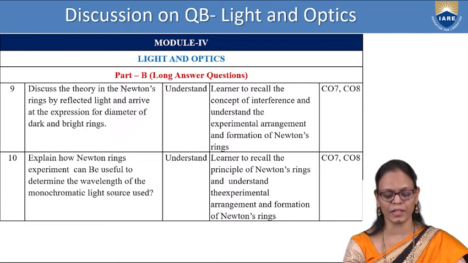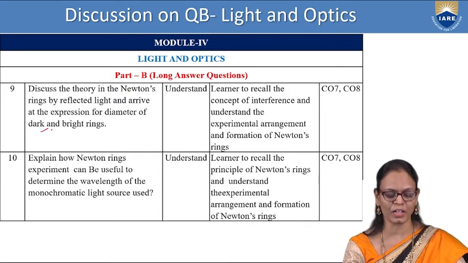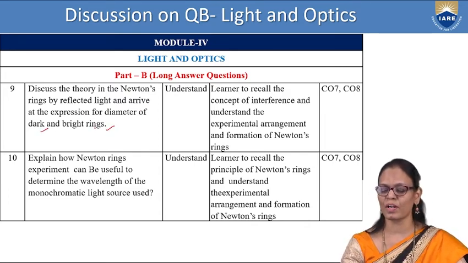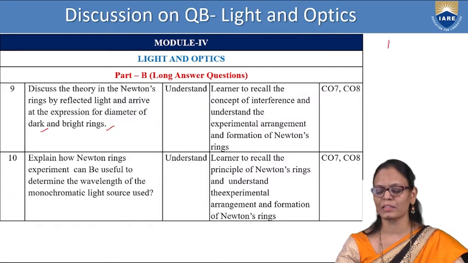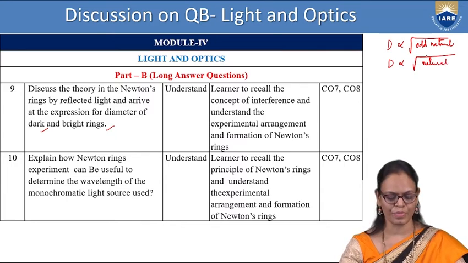Next, discuss the theory of Newton's rings by reflected light and arrive at the expressions for the diameter of dark fringe and bright fringe. So whatever we have observed, the diameter of the bright fringe is always directly proportional to the square root of odd natural numbers. So we have to derive this expression, and the diameter of the dark fringe is directly proportional to the square root of natural numbers. So all these things we have to derive.